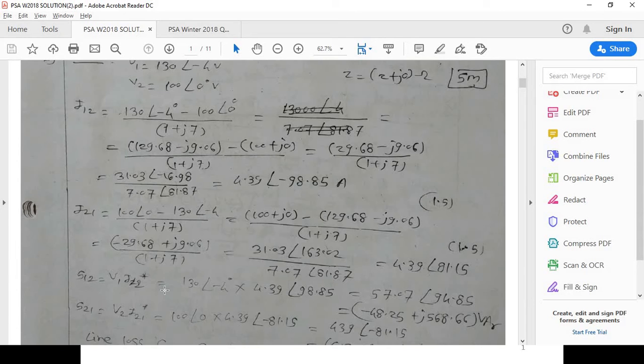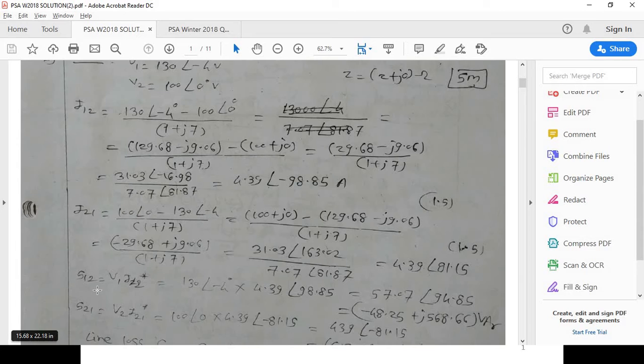But we have to do the division, and that's why we will convert these values into the polar form. In polar form, it will be 31.03 at an angle of 163.02 upon 7.06 at an angle of 81.87. So I21 will be equal to 4.39 at an angle of 81.15 ampere. So now you have the value of current flowing from source 1 to source 2, that is I12, and current flowing from source 2 to source 1, that is I21.